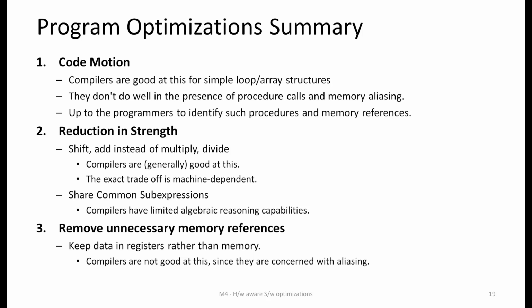improve the performance. So there were code motion, reduction in strength. In that we have seen two aspects: to replace complex operations with simple operations, depends on the way the hardware is built. The second was to share common expressions among multiple instructions or multiple lines of the code and calculate them once, reuse many times. And the third point was to remove any unnecessary memory references and try to keep the data in the registers and reuse the data as much as possible.